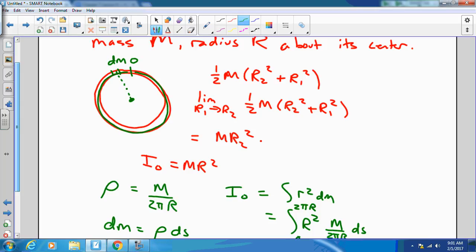In other words, you want to think of this thin hoop as being made up of a lot of little discrete particles, each of which has a contribution to the moment of inertia of dm times r squared, because that's our basic formula. And now when I add up all the way around, I get the total mass times r squared.